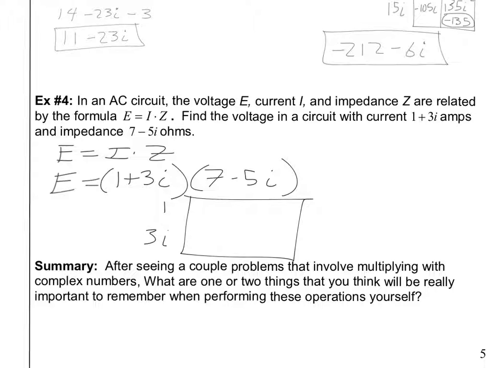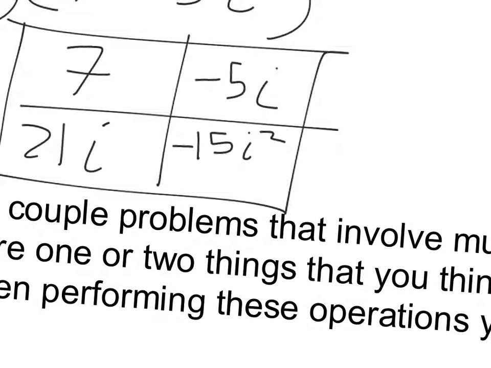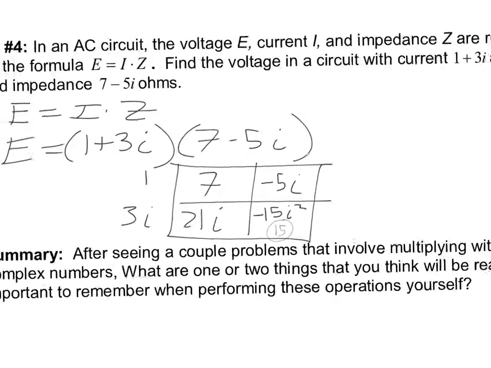I got a 1 and a 3i. Let's go for it. 1 times 7 is 7. 1 times negative 5i is just negative 5i. 3i times 7 is 21i. And negative 5i times 3i is negative 15i squared. But let's talk about this part real quick. Remember that i squared is really negative 1. So this is really like saying negative 1 times negative 15. So this is really like saying positive 15. Important that you see that.